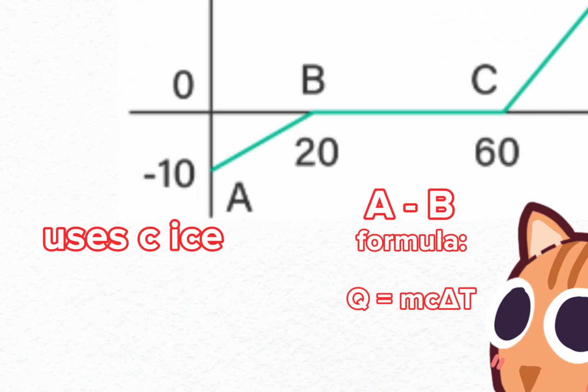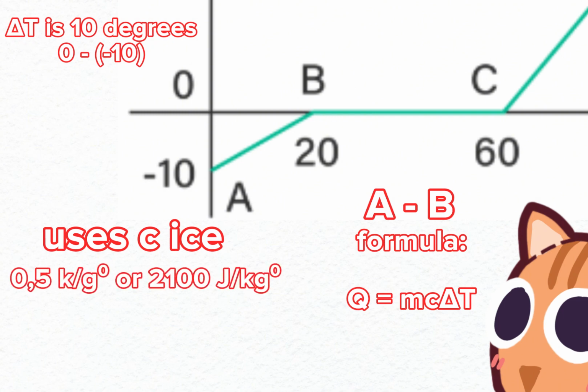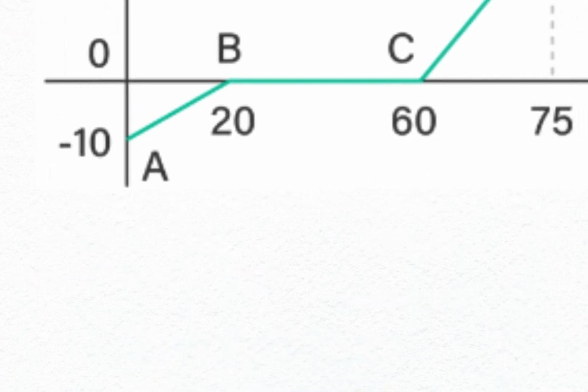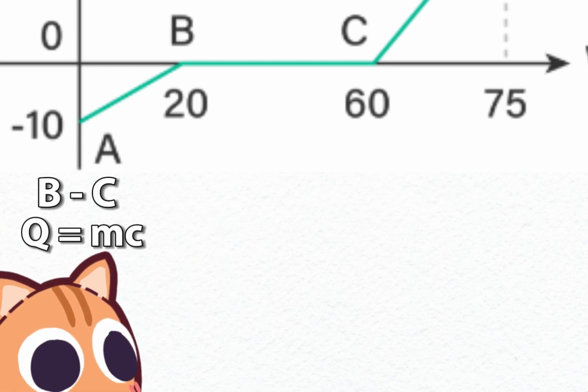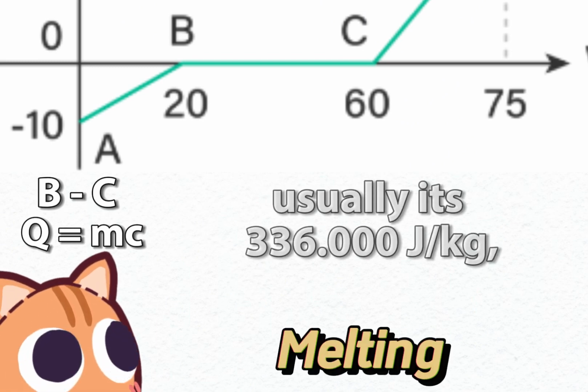The first rising line usually uses the specific heat of ice, which is normally around 0.5 calories per gram or 2100 joules per kilogram. This is the process of freezing ice temperatures turning into 0 degrees. The second line, being flat, marks where the ice melts into water. The specific melting heat can vary, but it'll probably be provided in the question anyways.